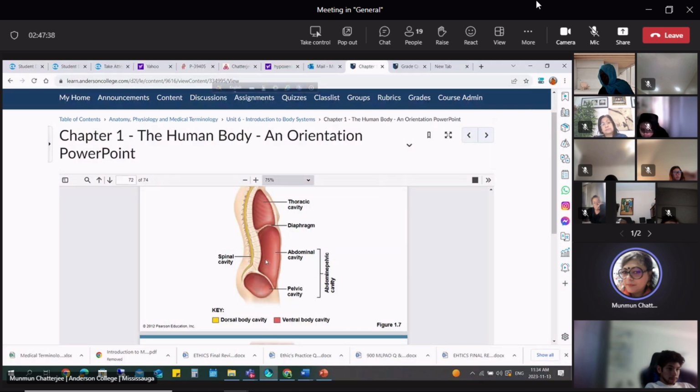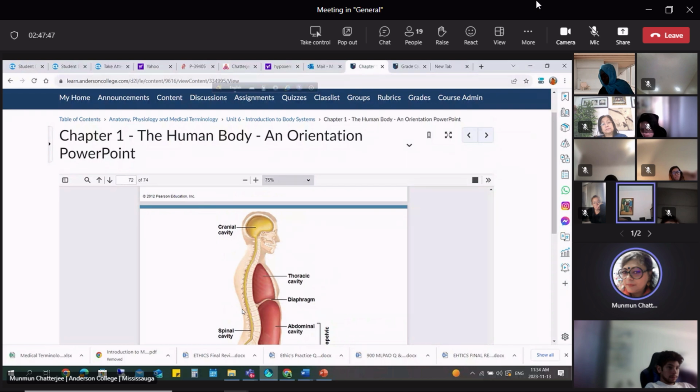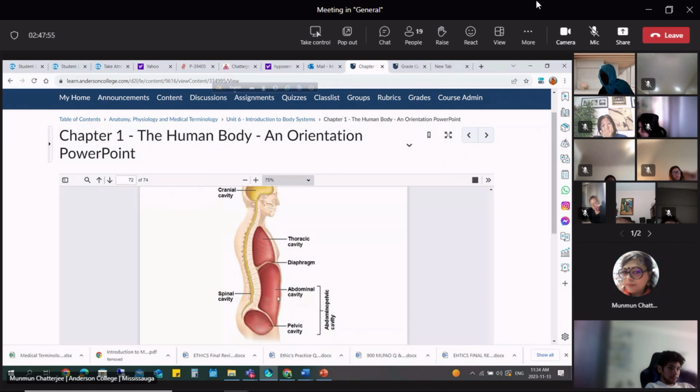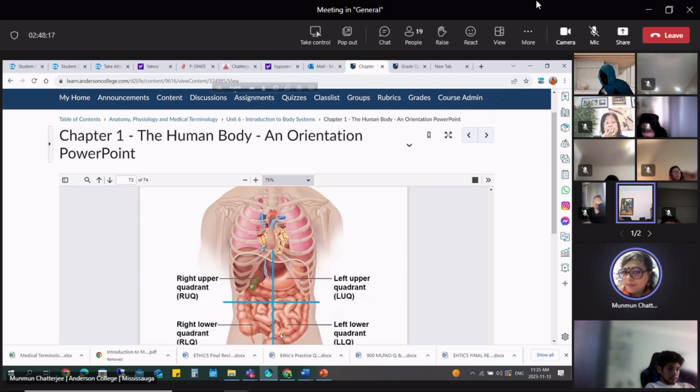So this red denotes the ventral body cavity and the yellow denotes the dorsal body cavity. The dorsal body cavity has only the cranial cavity for the brain and the spinal cavity, which houses mainly the spinal nerves and the CSF. Then the thoracic cavity is the upper ventral cavity, and the lower ventral cavity is the abdominopelvic cavity. So the ventral cavity has two divisions. Okay. Now they are going to tell about the quadrants.